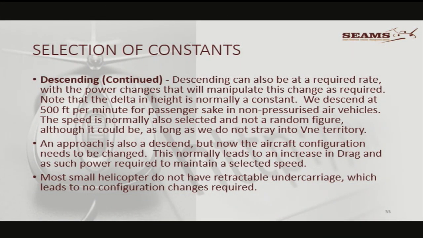Descent can also be required rate with the power changes that we now know. Note that the delta in height is normally a constant, or the rate of descent. We descend 500 feet per minute for passenger sake and non-pressurized aircraft. Just keep that in mind, 500 feet for unpressurized air vehicles. The speed is normally also selected and not a random figure.